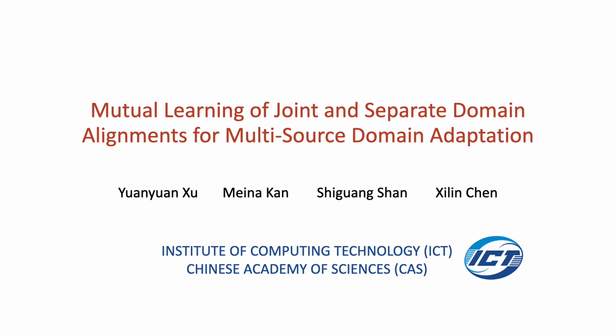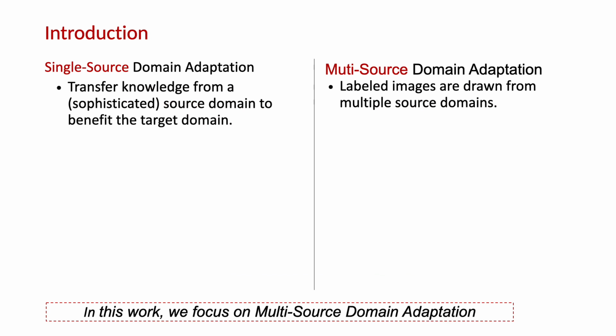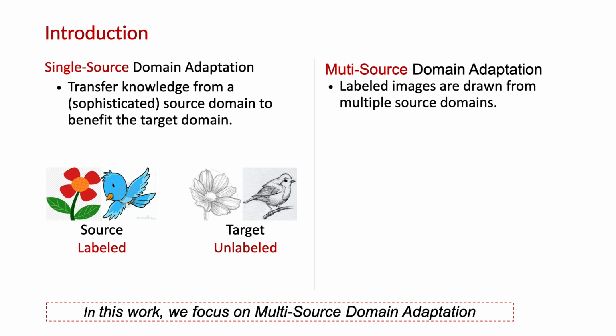Today, I'll introduce our work, Mutual Learning of Joint and Separate Domain Alignments for Multi-Source Domain Adaptation. For single-source domain adaptation, we need to solve the task on the unlabeled target domain, but we only have labels on a different but related source domain.